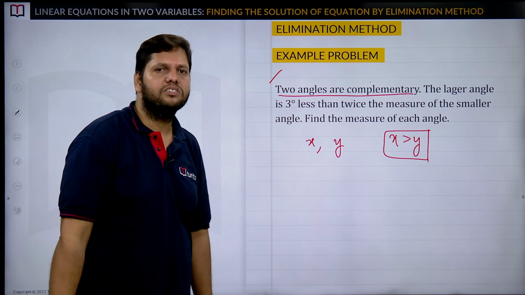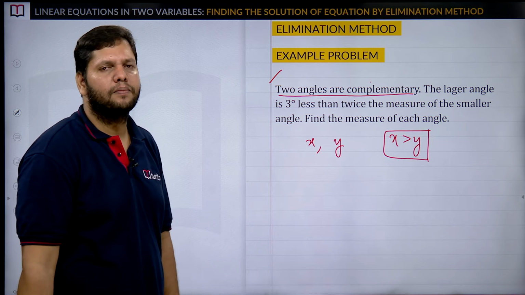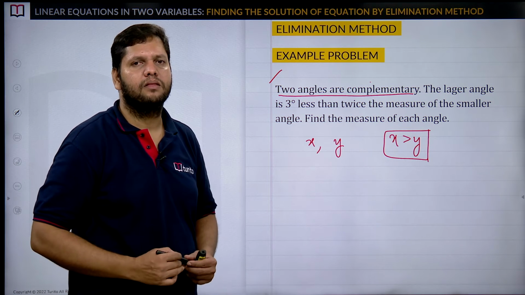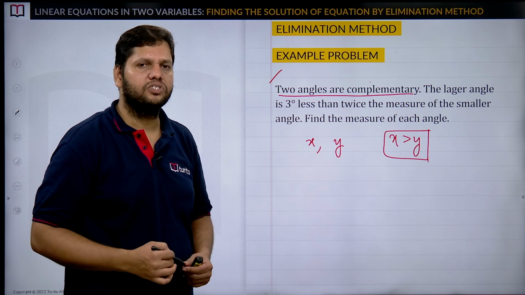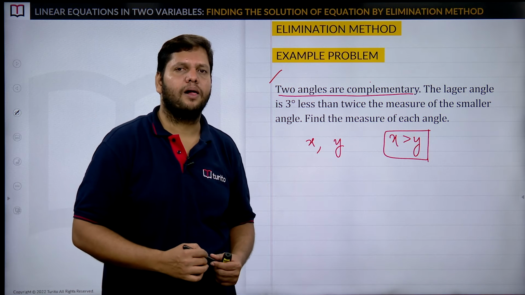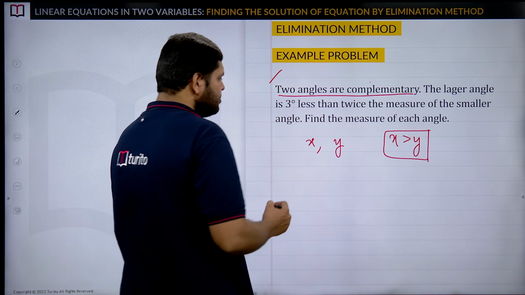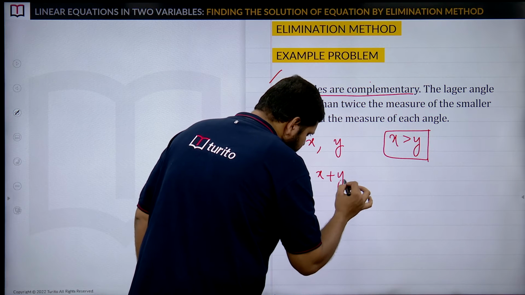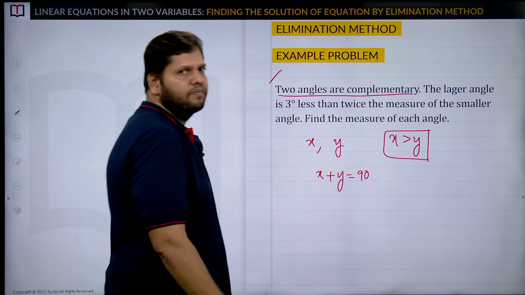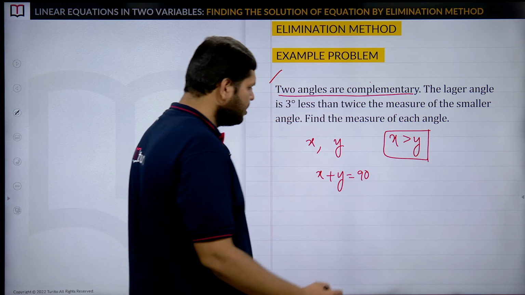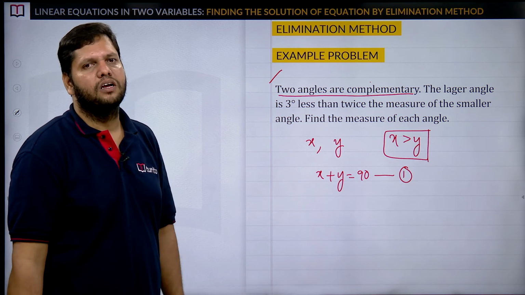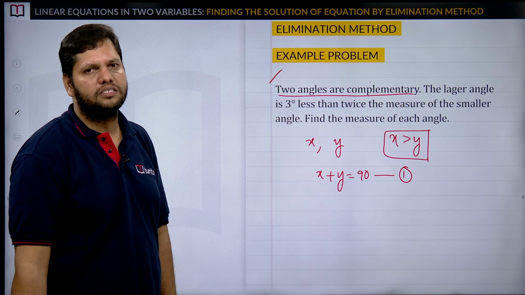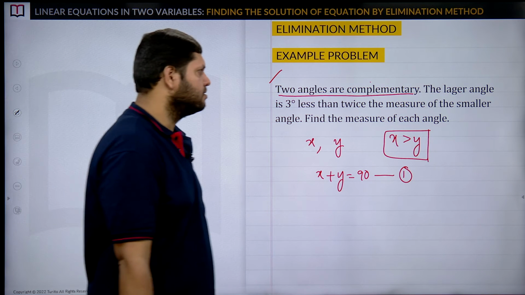So when can we say the two angles are complementary? On which condition? Tell me, children. If the sum of the two angles is 90, so what am I writing, children? X plus y is equal to 90. If x plus y is equal to 90, then I can say it is a complementary angle. So you can take this as the first equation. When the sum of two angles is equal to 90, we can say they are complementary angles.